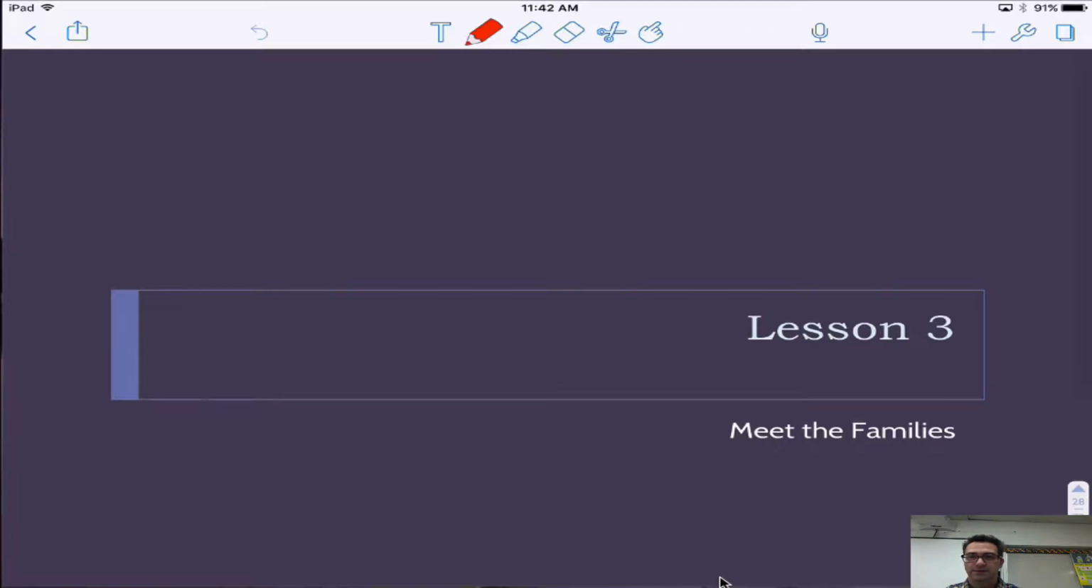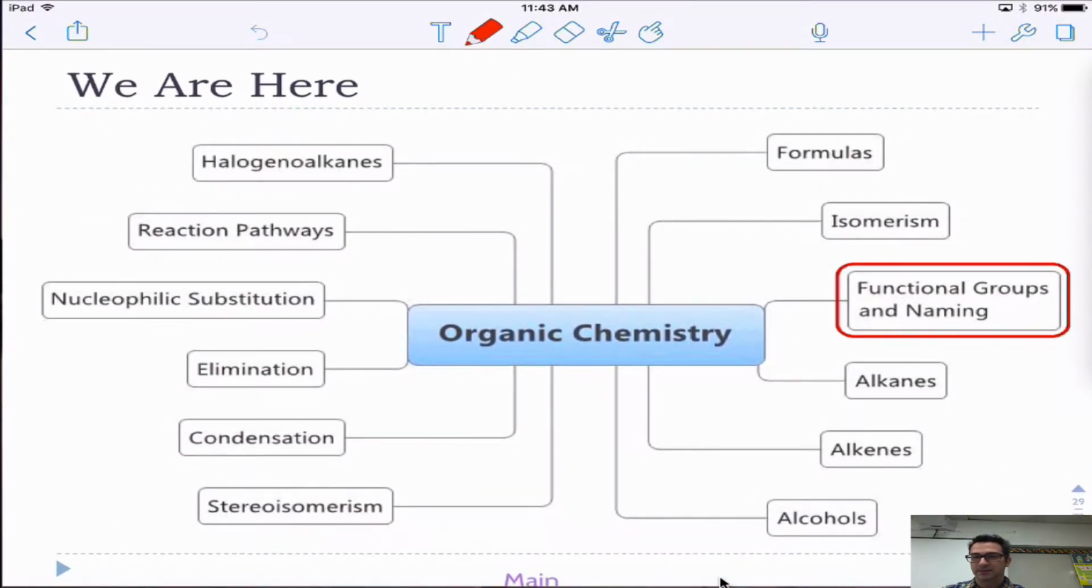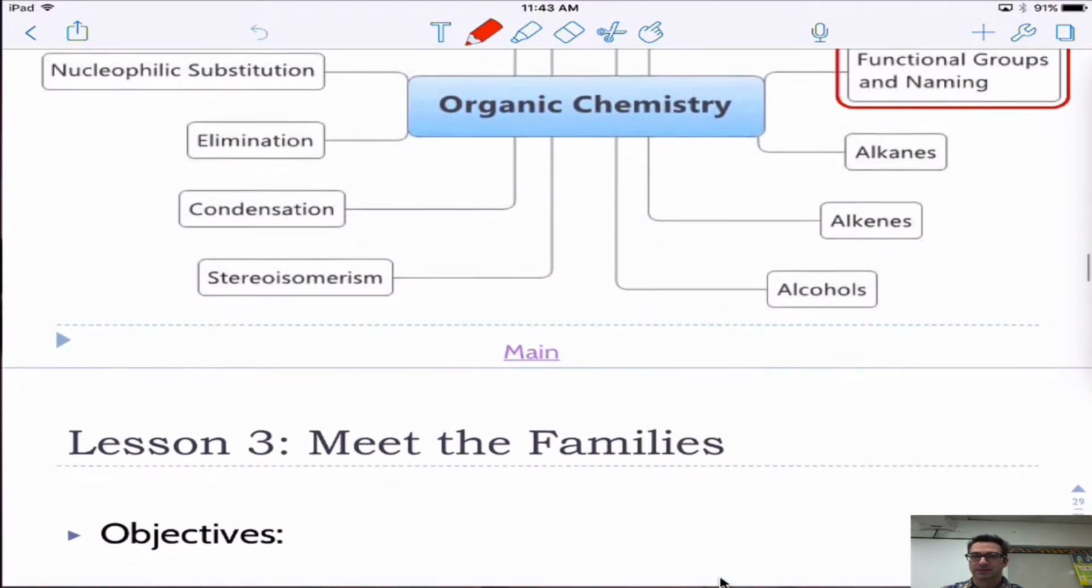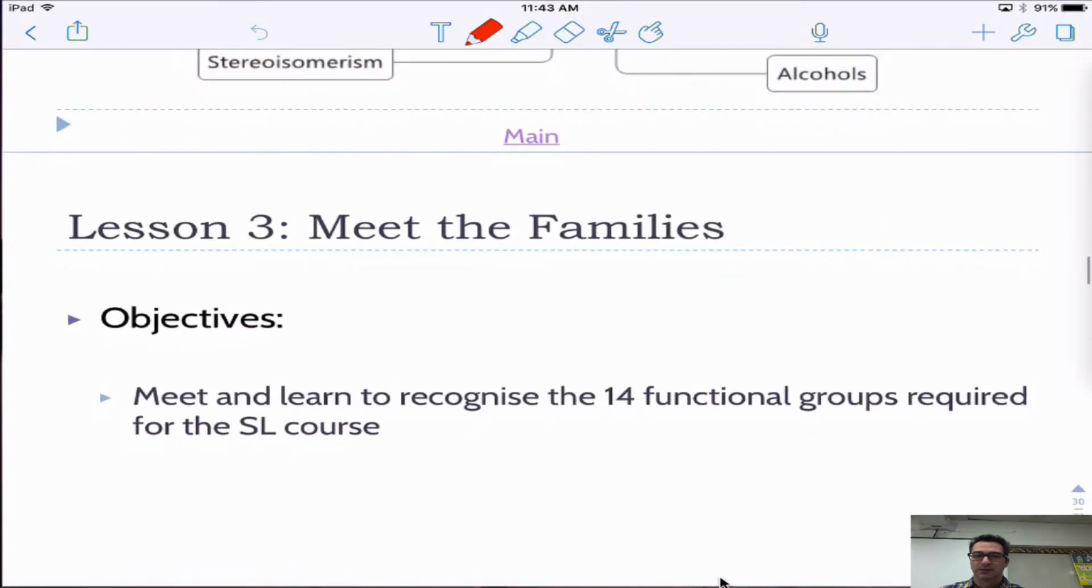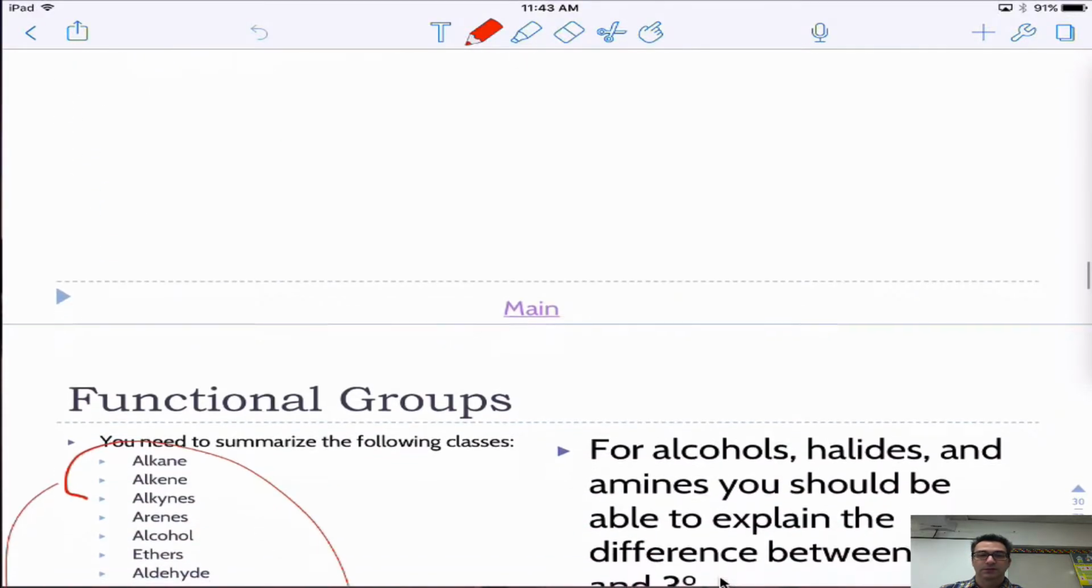Alright, welcome everybody. So today I'm going to talk to you about some of the functional groups that you're going to see beyond what is in the alkenes and the alkynes. And so we're going to talk about those functional groups and how to name some of these compounds, and we're going to practice some of this tomorrow in class. So there are 14 functional groups that you're required to know, and I've listed them here for you.